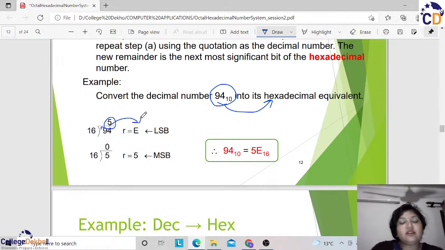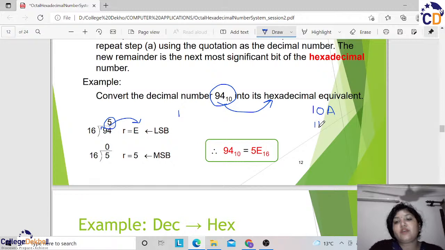Why is it E? Let us understand this concept also in a rough work. 10 is represented in hexadecimal by A, 11 by B, 12 by C, 13 by D, 14 by E, and 15 by F.